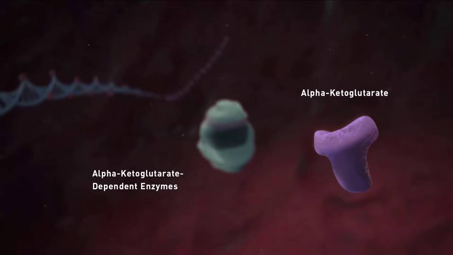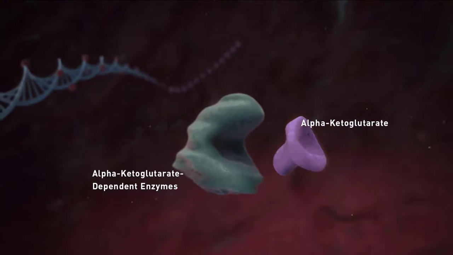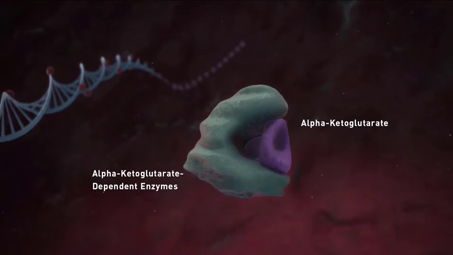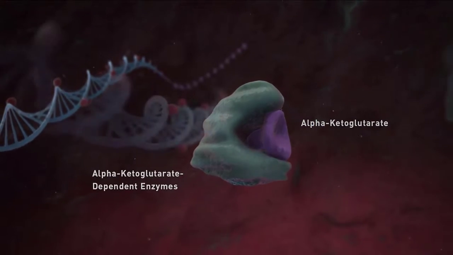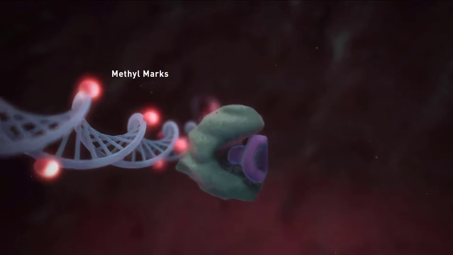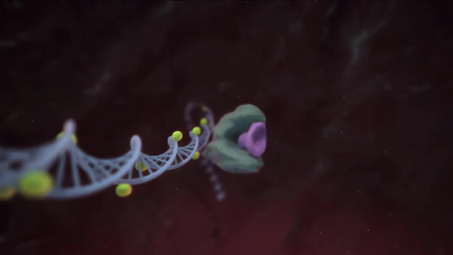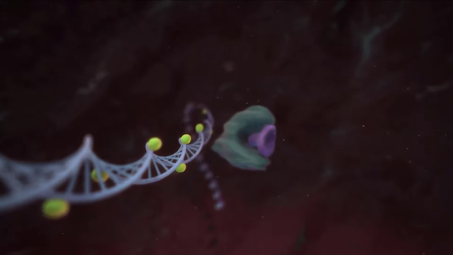In addition to its role in metabolism, alpha-ketoglutarate is an important substrate for cytoplasmic and nuclear alpha-ketoglutarate-dependent enzymes to carry out their normal functions. In the nucleus, these enzymes help regulate DNA and histone methylation patterns, which turn the expression of genes on and off, including genes critical to cellular differentiation.